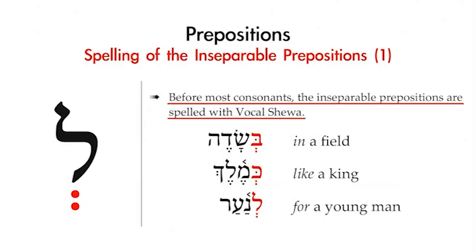And so you'll see here in each instance, the preposition is spelled with vocal schwa, as in ba-sadeh, ka-melech, and la-na'ar. In each case, the basic spelling is the consonant of the preposition, beit, kaf, or lamed, and the vocal schwa. Fairly straightforward.